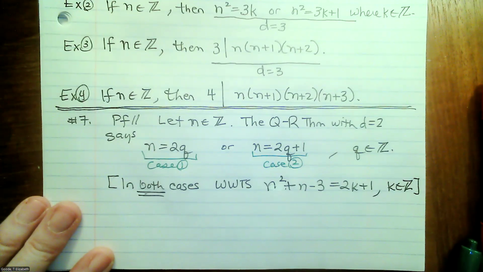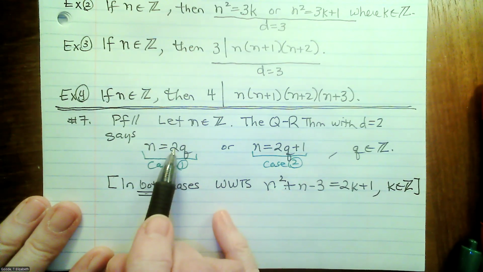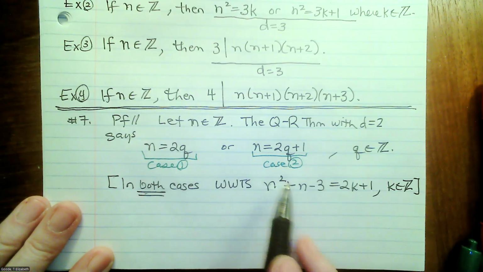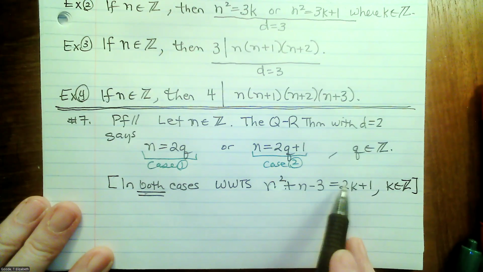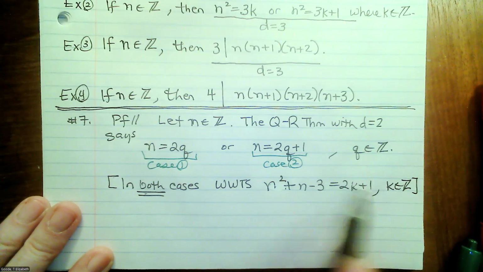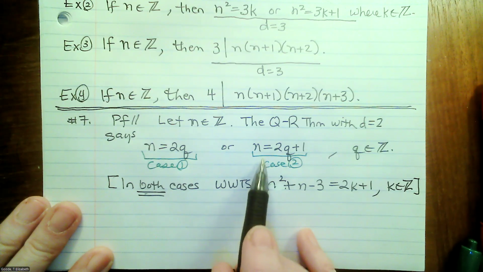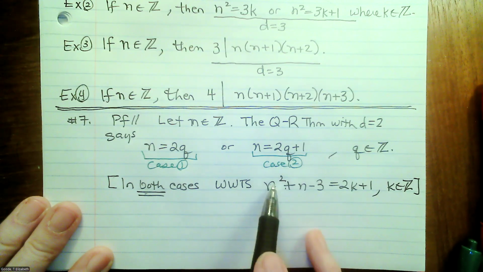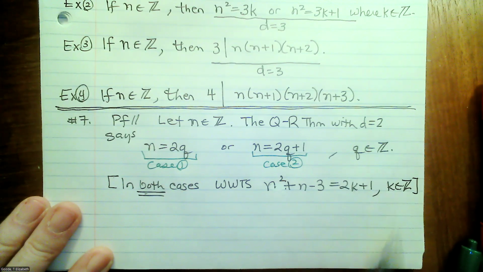So you just crank it out. You simply look at this expression and you plug in 2Q in case 1. You'll be able to rearrange things and be clever about the -3 so that this looks like 2 times an integer plus 1. Then you do the same thing in case 2, substituting in N equals 2Q plus 1 for this quantity N. You'll still be able to reduce it and rearrange it so it looks like 2 times an integer plus 1.